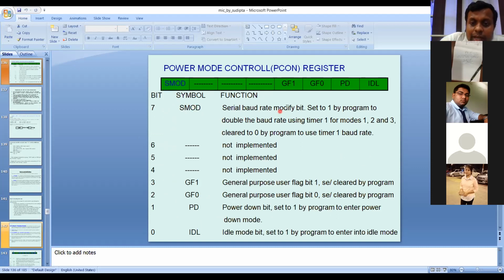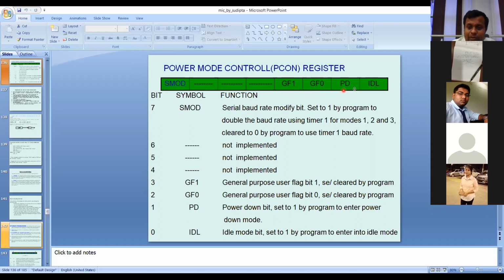Okay. Next, this is GF0 and GF1. What are the functions of GF0 and GF1? Sir, general purpose flag, similar to F0. You can store any data for any particular time, nothing else. 1 bit, 1 or 0.